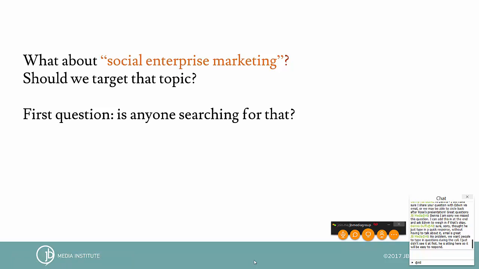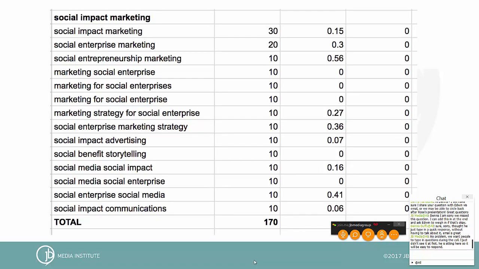So here's another idea. What about social enterprise marketing? Is this a good topic for us to target? Well, our first question is, that seems super niche. Is anybody searching for that? You go to keyword research, what do we find? All right, so we're not finding 35,000 searches a month for social impact or social enterprise marketing. It's 170. This is all I can find. And for the individual searches, we're looking at 30 for social impact marketing, 20 for social enterprise marketing. So those are kind of small numbers, but people are searching.